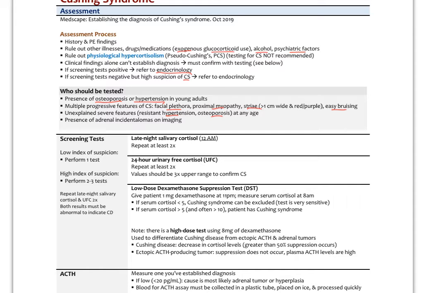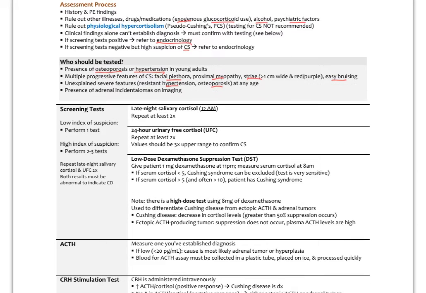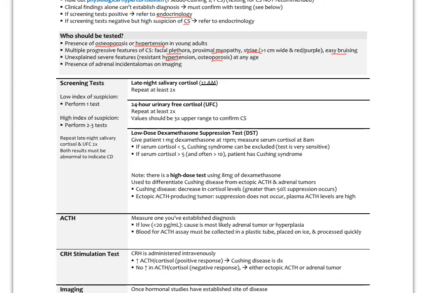So our first screening tests, we're going to perform the test if there's even a low index of suspicion. We're going to just perform the test one time. If we really suspect this patient has Cushing's, we might want to perform the test 2 to 3 times. And we're going to need generally, ideally 2 of these tests. But if the index of suspicion is low, we might just start with 1.